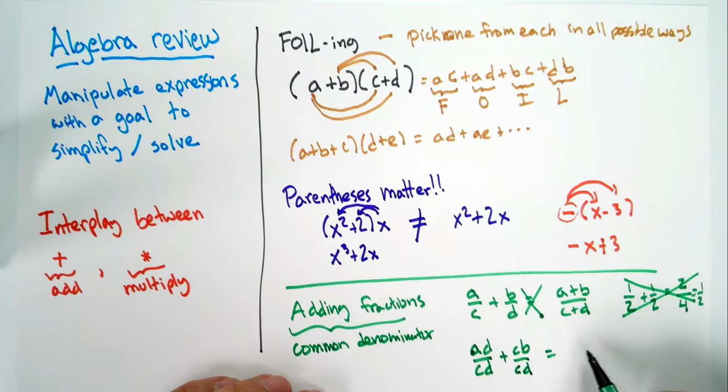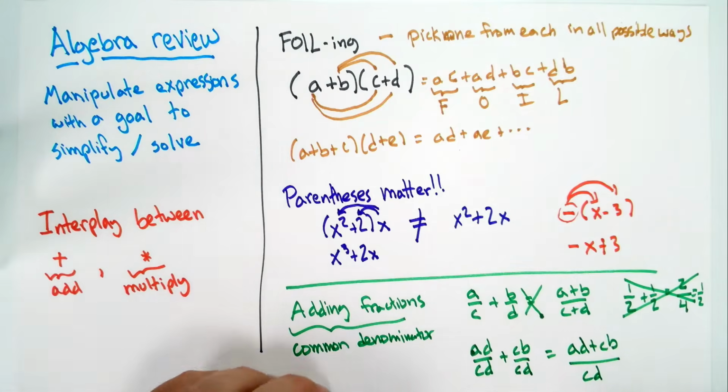And lo and behold, we get AD plus CB, and now our denominators are the same, and we can put things together. Life is good. All right.